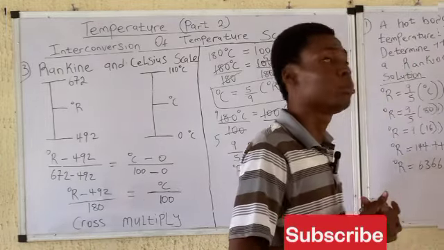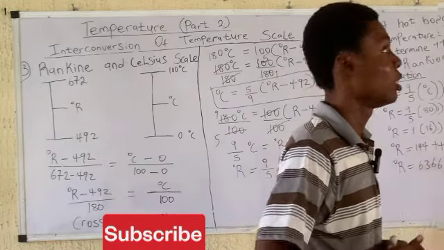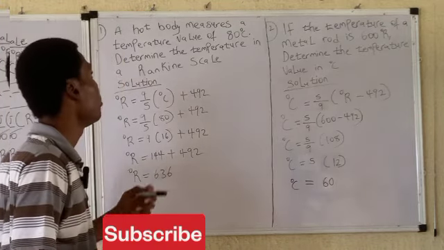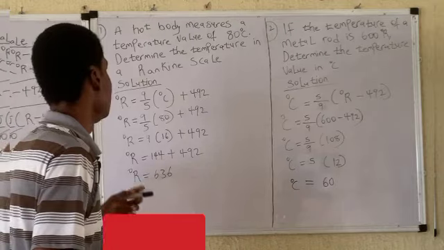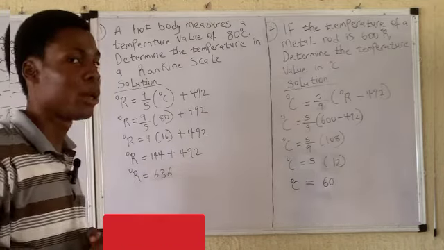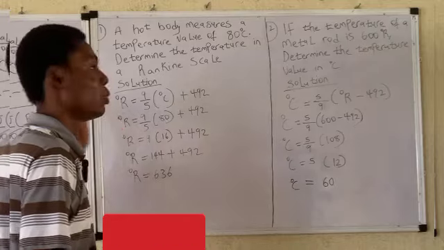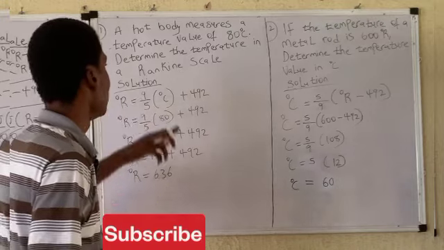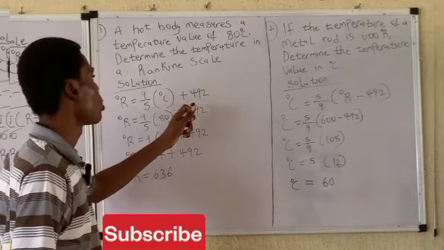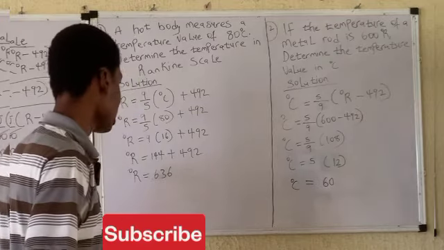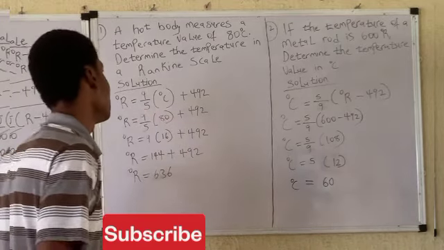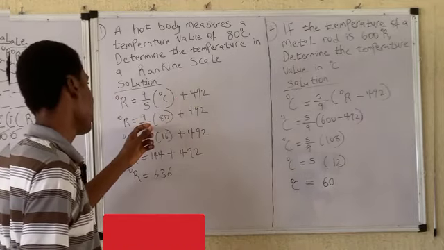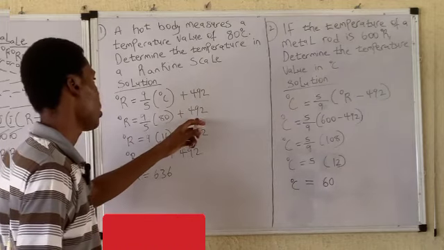Now let's take some examples under Rankine and degrees Celsius. Example 1. A hot body measures a temperature value of 80 degrees Celsius. Determine the temperature in the Rankine scale. Now, we use the formula for Rankine that we derive from the interconversion of temperature scale. So, our formula is Rankine equal to 9 over 5 degrees Celsius plus 492. Now, what is our degree Celsius? From the question, our degree Celsius is 80. So, we say 9 over 5 in bracket 80, then plus our 492.